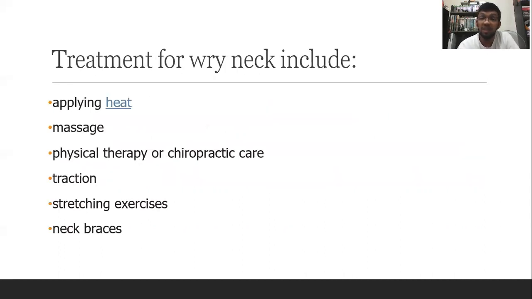Treatment for wry neck, the temporary ones, would be by applying heat, especially if there is pain, or massage to deal with the stiffness. Physical therapy or chiropractic care can also be done. So we are going to refer them to physical therapists because they are skilled enough to do massages on the affected neck in order to correct it. Traction can also be done. Stretching exercises of the neck as well, and neck braces can be placed in order to keep the head from being tilted to one side.